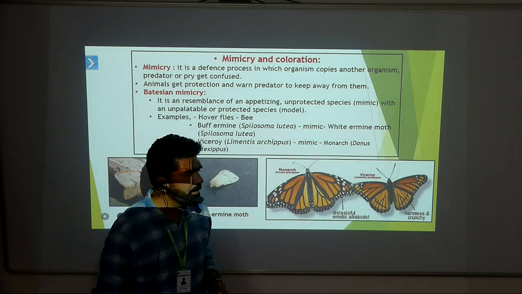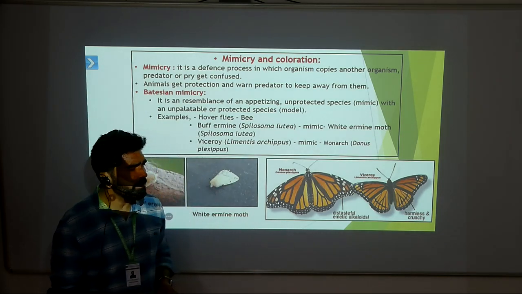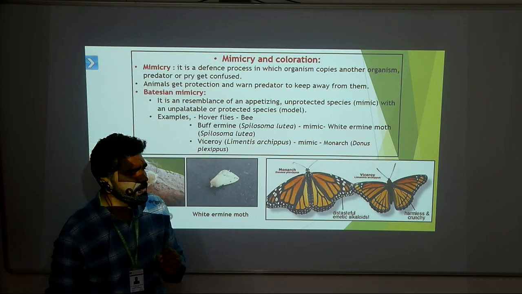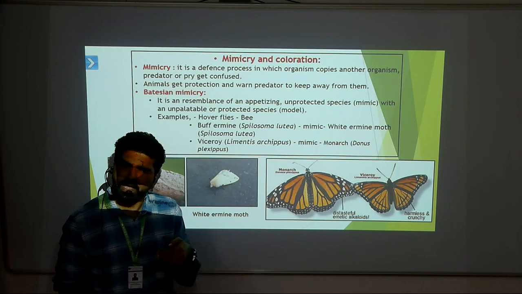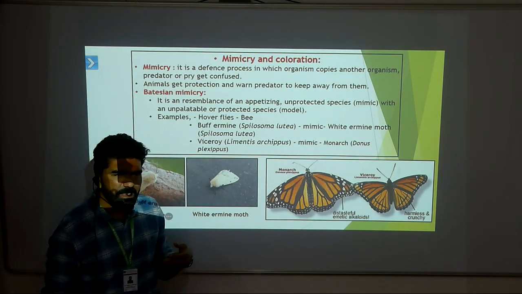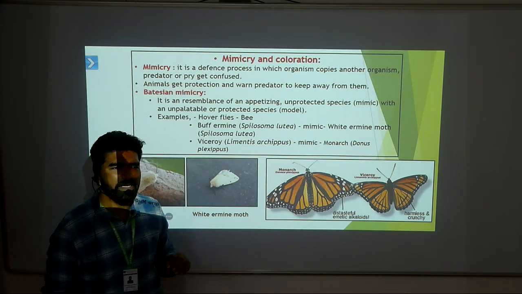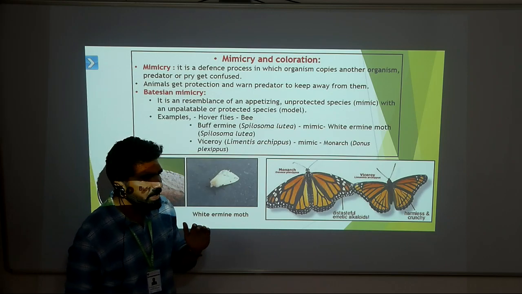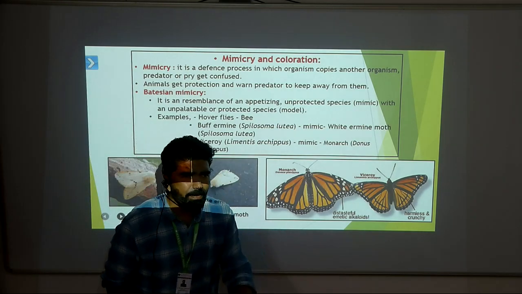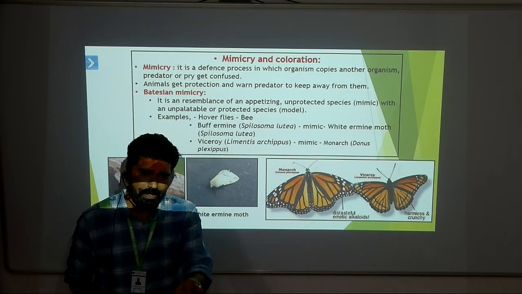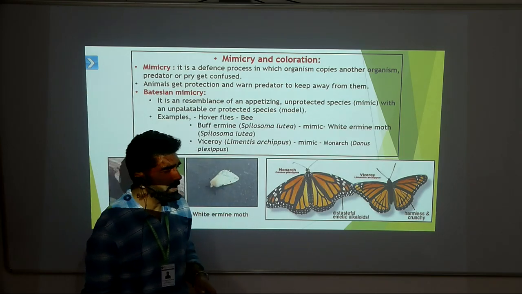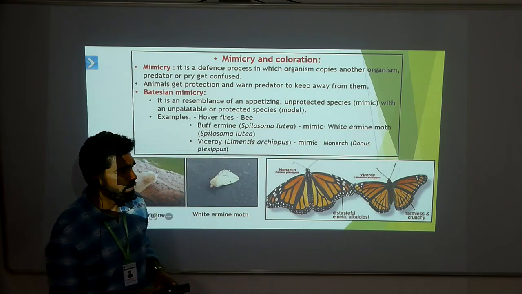Okay, in Batesian mimicry, what happens? It is a resemblance of an appetizing or unprotected species. The unprotected species is made harmless. Okay, so these species want to protect themselves, so they resemble the poisonous or other organism. Okay, so here are some examples.